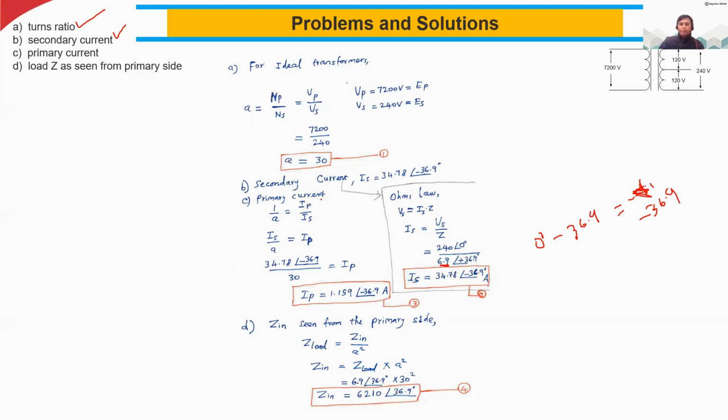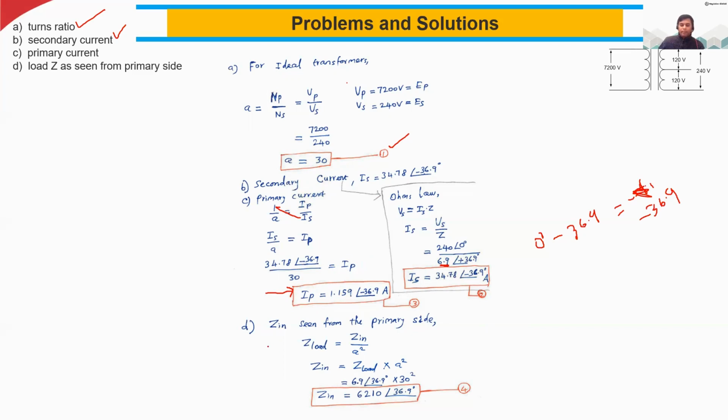Now you have to find the primary current. We already know how to write the turns ratio in terms of current. So IP divided by IS is equal to 1 divided by A. We already know the A value. What do we want? We want only this IP. So IP is equal to IS divided by A. We already found the IS value, that is 34.78, angle is minus 36.9 degree. The A value is 30, we found here. So we are just putting this in and then finding this IP value. Please tell me if my value is not correct or if I calculated wrongly.